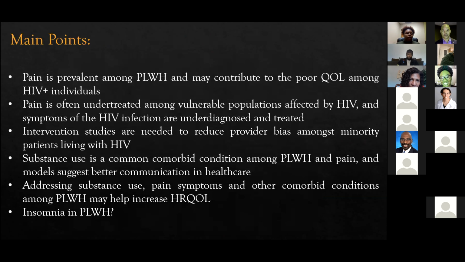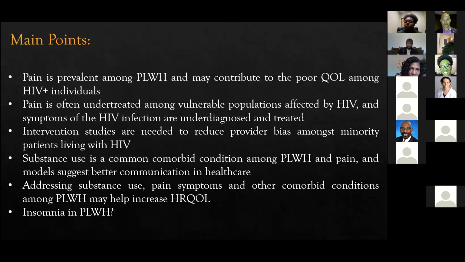All right, so just to wrap up on main points: pain is prevalent among people living with HIV and does contribute to a poor health-related quality of life among these individuals. Pain is often undertreated among vulnerable populations affected by HIV, and symptoms of the HIV infection are also underdiagnosed and undertreated. Intervention studies are needed simply because chronic pain is a problem. It is associated with substance use, which is also a big problem, and it's associated with poor sleep, which is also a huge problem. And we want not only for people living with HIV to be able to live longer, but to live a healthy and happy life.